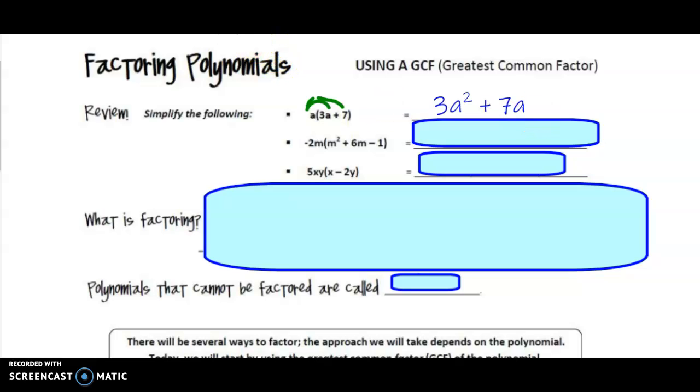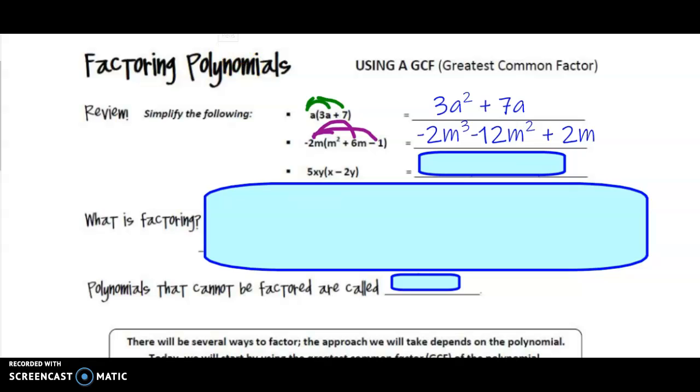For the second one, I'm going to distribute negative 2m to everything in these parentheses. So to the m squared, to the 6m, and to the negative 1. So negative 2m times m squared would give me negative 2m cubed, because the first m has a 1 and the m squared has 2. 1 plus 2 is 3. Negative 2 times 6 gives me negative 12. And then m times m is m squared because, again, they both have an exponent of 1. 1 plus 1 is 2. Negative 2 times negative 1 is positive 2. And then no m, so we just have 1m, so positive 2m.